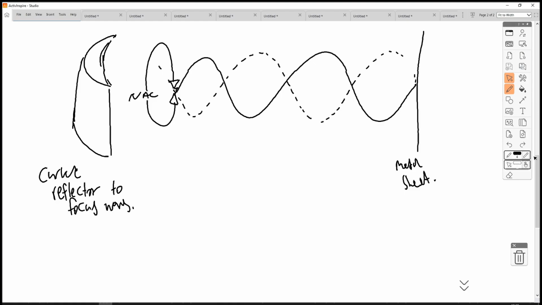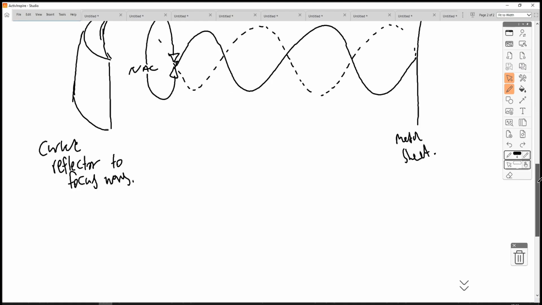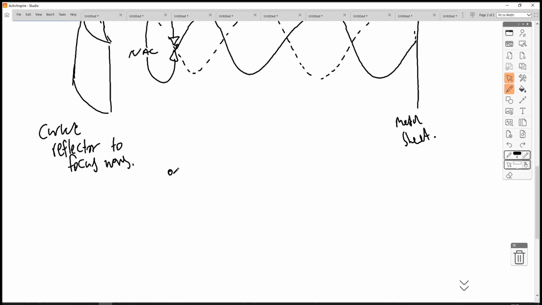Now he would put his detector in between and he would move it around. As he moved it, he would find the areas where nodes and antinodes existed, and he would move his detector across several nodes, and then using those he would find the wavelength of his radio waves. So the distance between two nodes is equal to lambda over 2, half a wavelength.